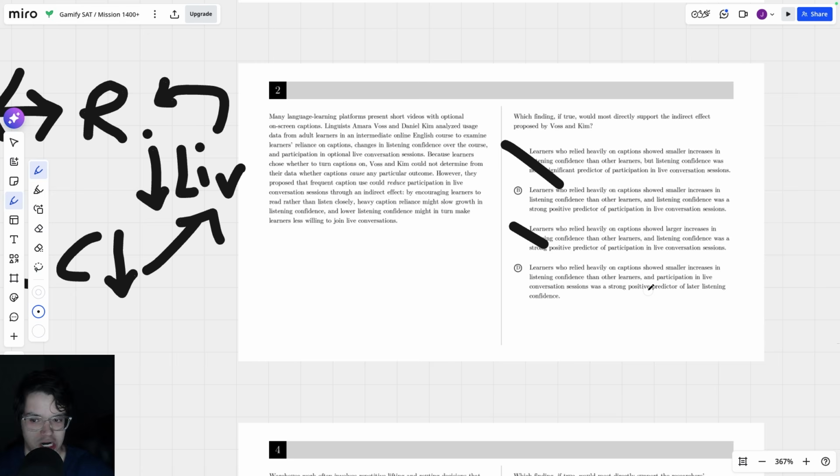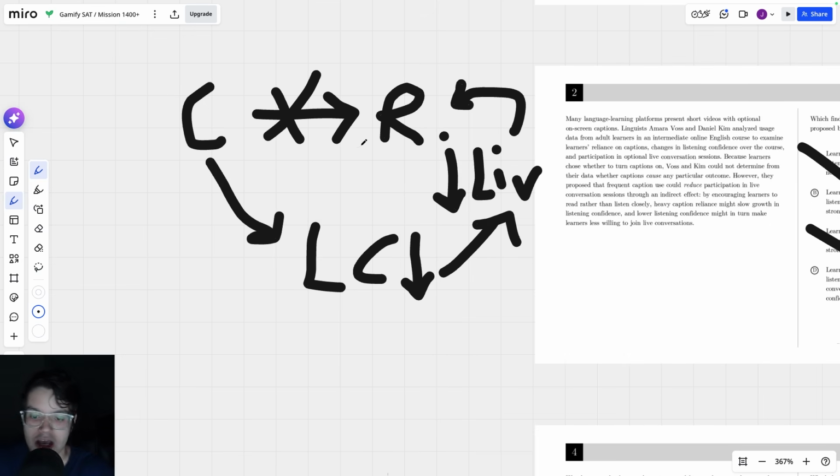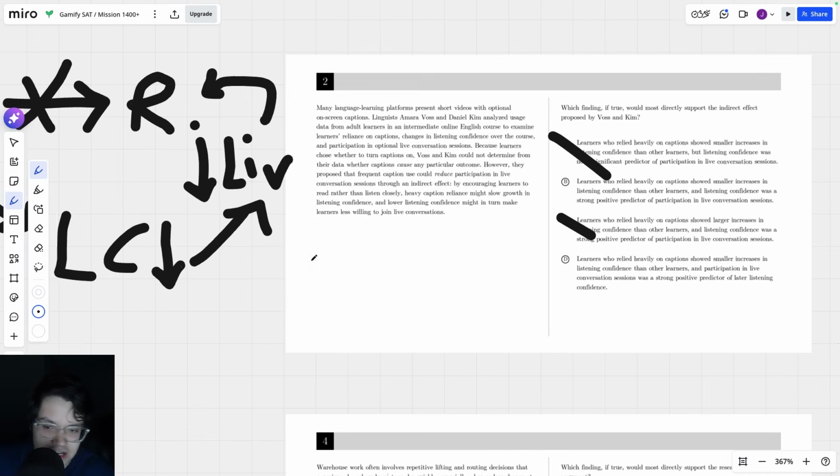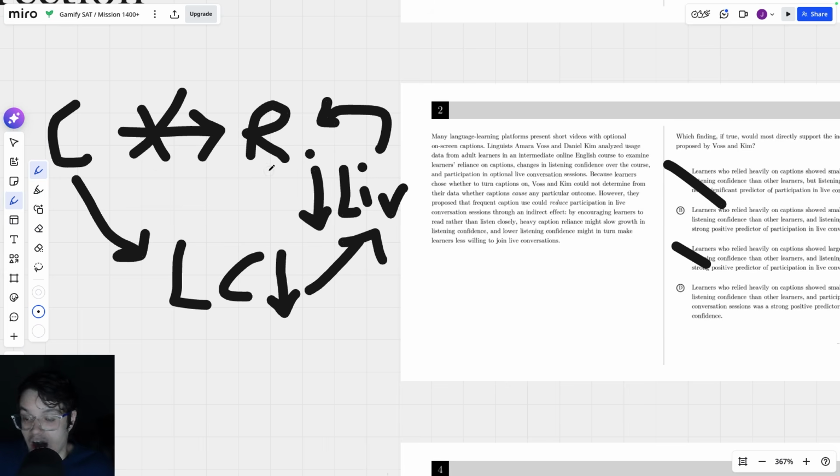It's kind of in the opposite direction. We're trying to say here that the captions cause the listening confidence to go down, which causes the live participation to go down. This is basically saying that it causes listening confidence, and then they're just saying, on an unrelated note, the decrease in this causes a decrease in that.